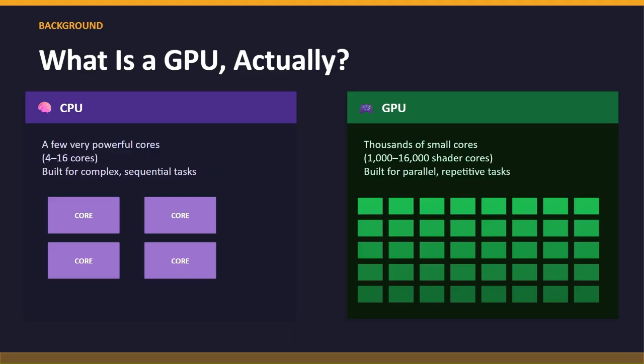It has thousands of tiny cores. They do the work at the same time, and that makes the GPU perfect for graphics, because it can do millions of math calculations at one time, in parallel, at the same time.